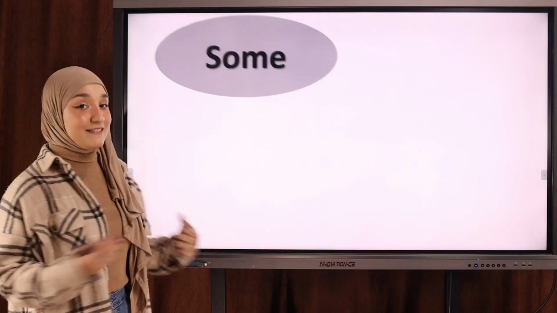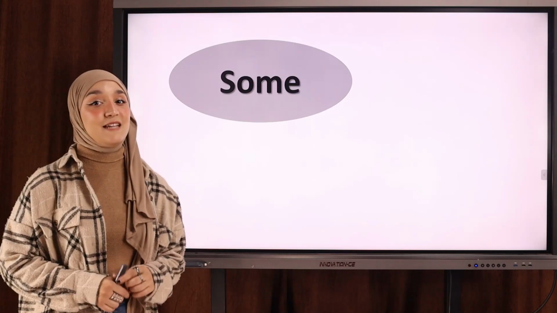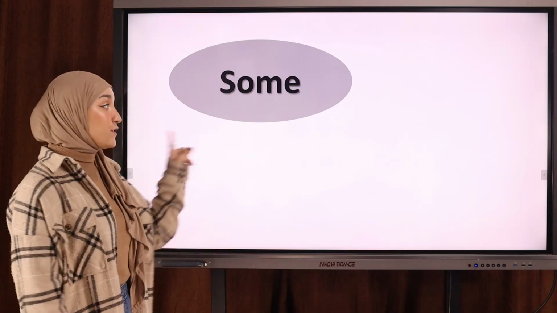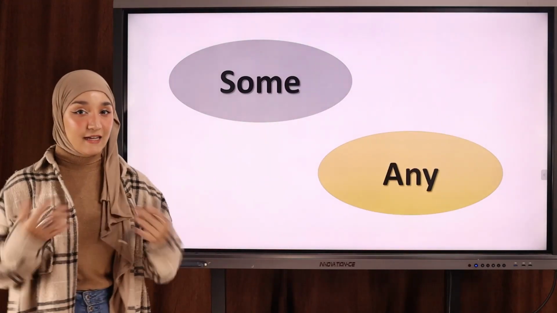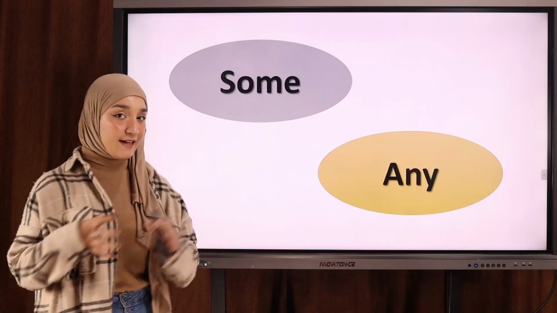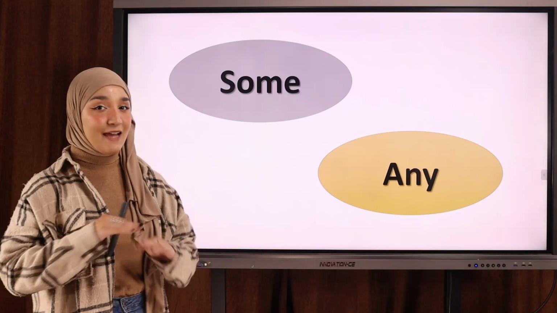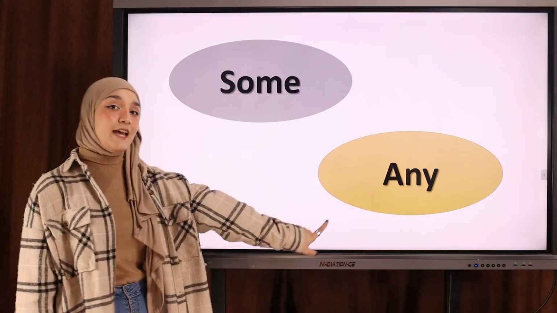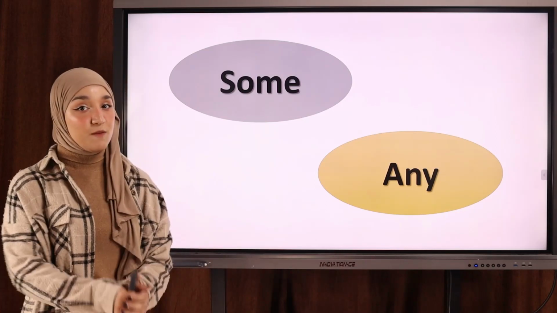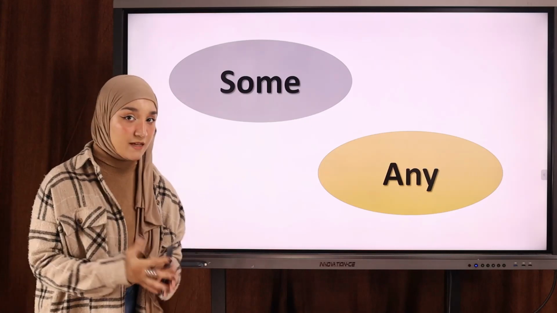The last two quantifiers, الكلمتان الأخيرتان المتبقيتان التي يمكننا أن نستعملهما في التحدث عن الكمية are some and any. So some means القليل or البعض من شيء. القليل من شيء, okay? Any, however, تعني أي, okay? Or أية. So some and any are quantifiers as well. هما من الكلمات التي يمكننا أن نستعملها لتحديد الكمية, okay?